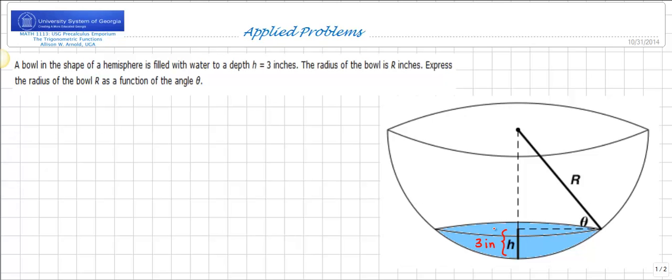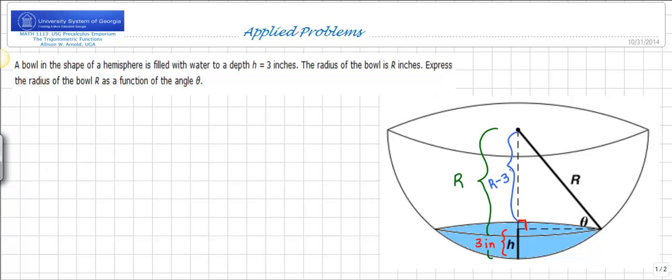Express the radius of the bowl as a function of the angle theta, where the angle theta is made with the radius of the water and the radius of the bowl, and it is an acute angle. Now one thing I can notice is that anywhere you go from the center of the bowl to the side of the bowl is the radius. So this height would be the radius minus 3.